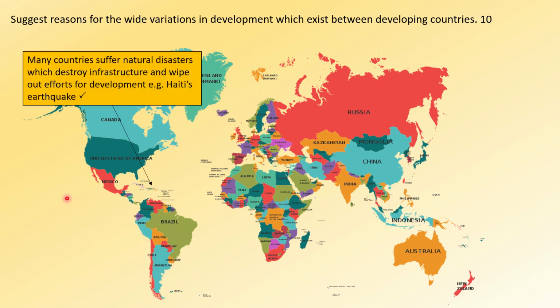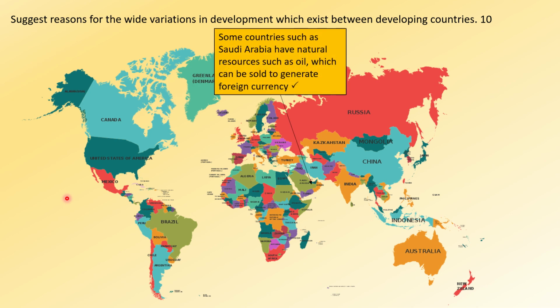Many countries suffer natural disasters. Haiti is a fantastic example of this, or maybe I should say a terrible example of this. The country was wiped out or very badly damaged and destroyed by an earthquake, in 2011, I think, and that can set back their development by years, as they are still to this day having to repair that damage. Some countries, such as Saudi Arabia, have natural resources such as oil. And they're lucky. They can sell that to generate foreign currency. Good for them.